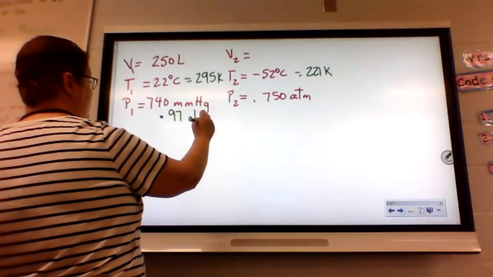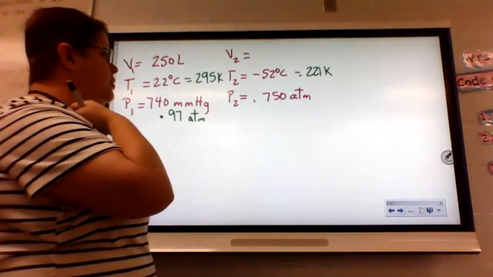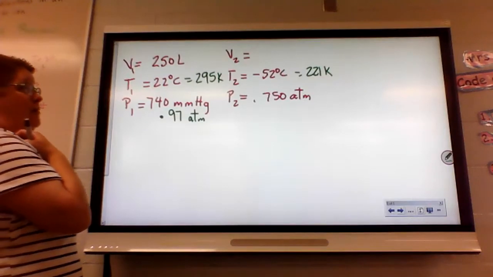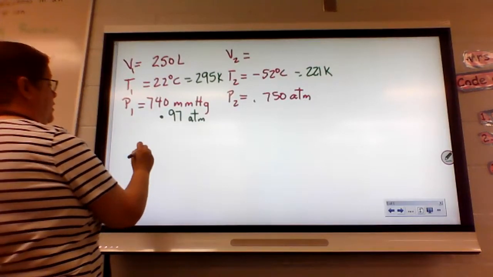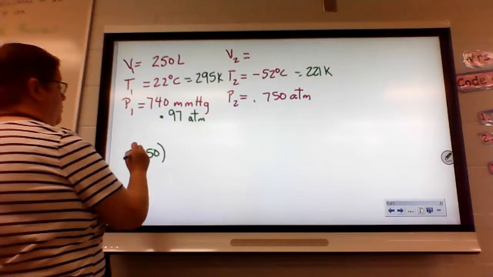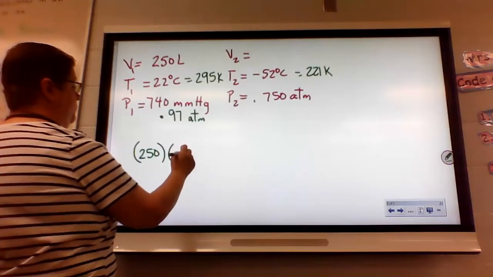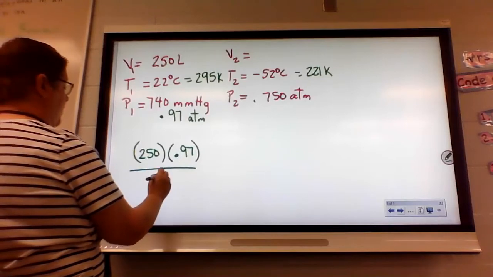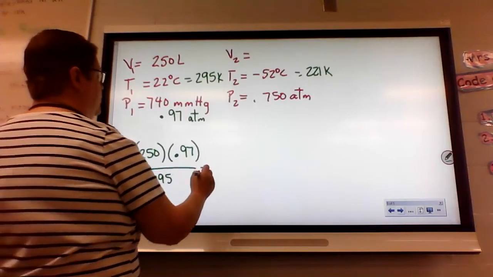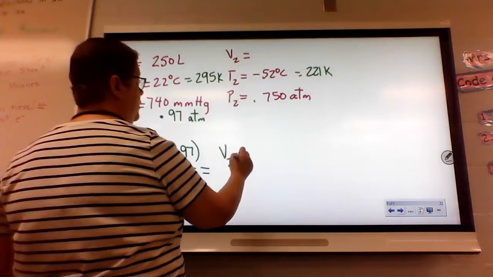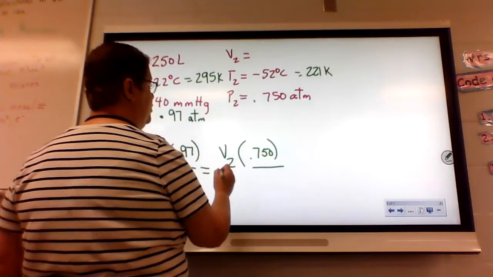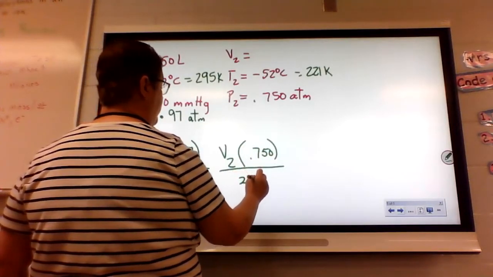Now you will find, because the gas law we're going to learn tomorrow, the ideal gas law, will require atmospheres, a lot of you are going to gravitate that way. So V1 is 250. P1 is 0.97 over T1, which is 295, equals V2, we don't know. P2 is 0.75. And then T2 is 221.